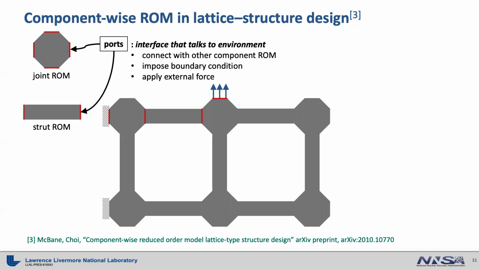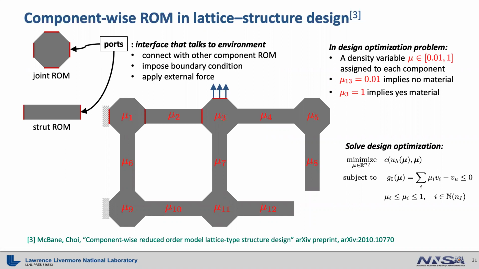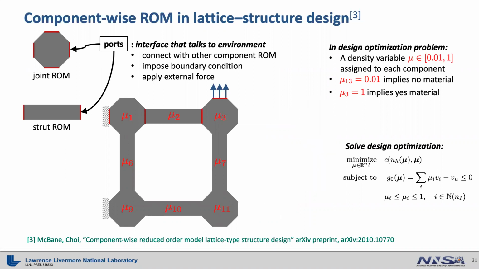to form your desirable system domain. Then in design optimization, we assign a density variable to each component, which varies from 0 to 1. Usually we avoid 0 to ensure well-posedness, so we set our lower bound to be 0.01. A small density variable implies putting no material there. A density of 1 means you put the material there. We automate this procedure by solving a design optimization problem to find an optimal lattice structure, for example, to minimize the compliance of the system.